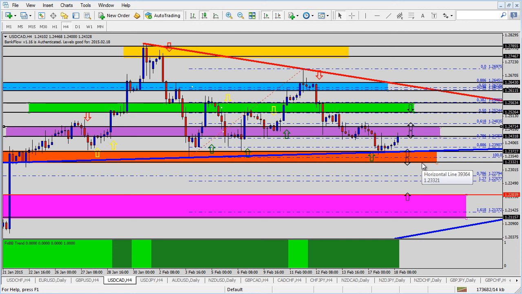If and unless it breaks underneath that orange shaded area, then we begin to target lower levels and start selling on the USDCAD. So above the orange zone, we're buying. Below the orange zone, we're selling. I need a dip back to 1.2370, 1.2365 before I buy it again. Or above 1.2470, open and close, we target back to the green shaded area today for the USDCAD.